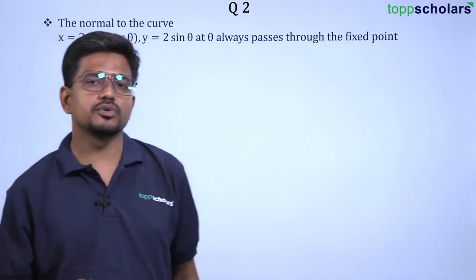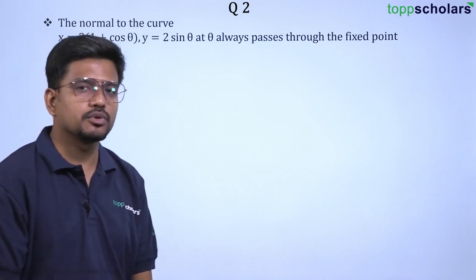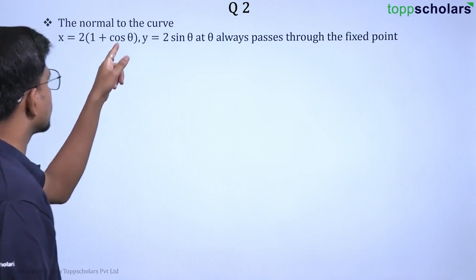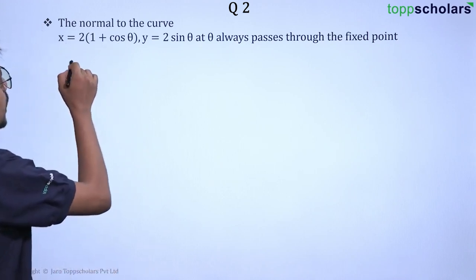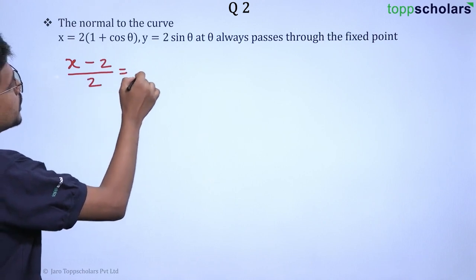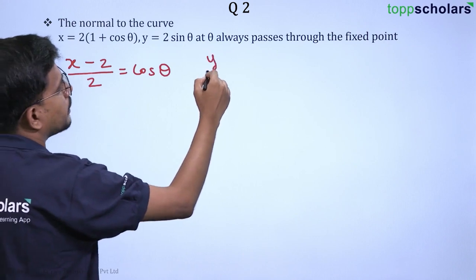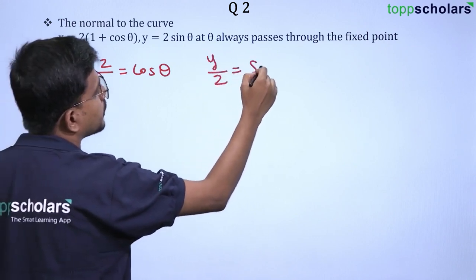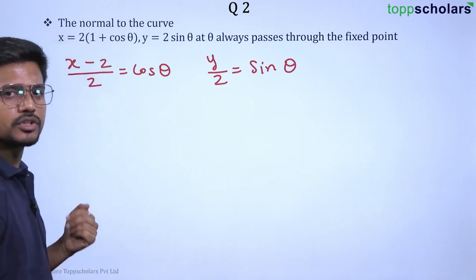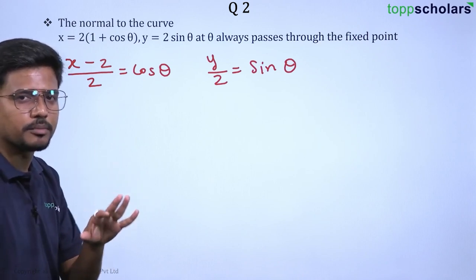As I have already told you, you have to check whether the given curve is a circle. So what I will do is eliminate the parameter theta. How do I eliminate the parameter theta? From here, if you see, (x minus 2) divided by 2 is equal to cos theta, right? Simple. And from here you can see y divided by 2 equals sin theta, correct? Now how do I eliminate theta from the equation? I will use a trigonometric identity, a very basic trigonometric identity.